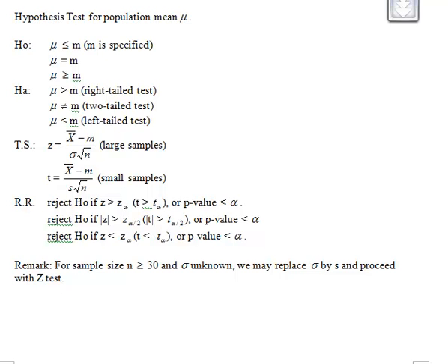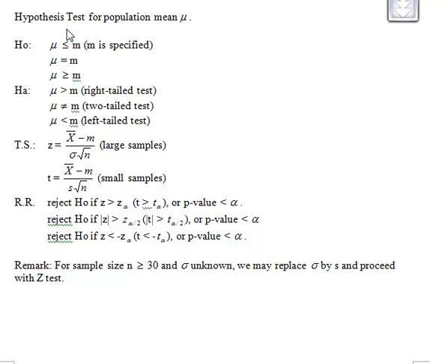Now, this podcast is to show you how to do hypothesis tests for population mean. Now, we know when we have a hypothesis test, first of all, we need to have the null hypothesis H0, and then we will have the alternative hypothesis HA. Then we need to calculate the test statistic TS. And finally, we decide the rejection regions.